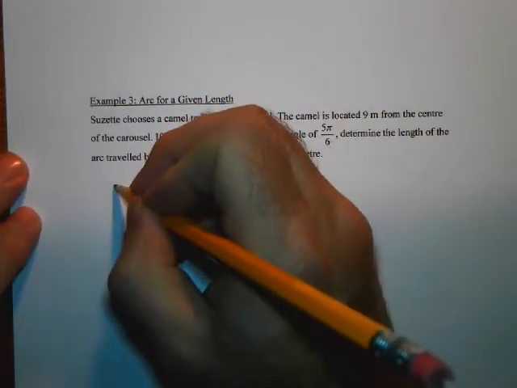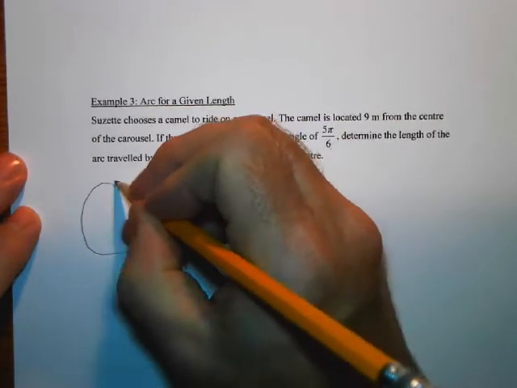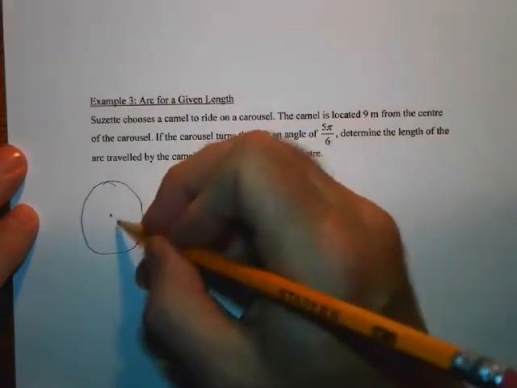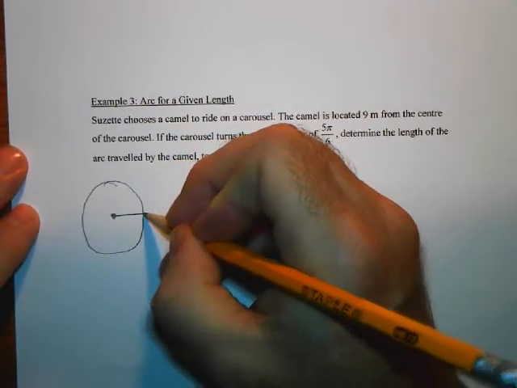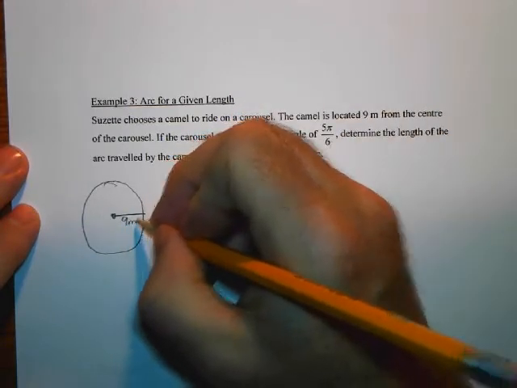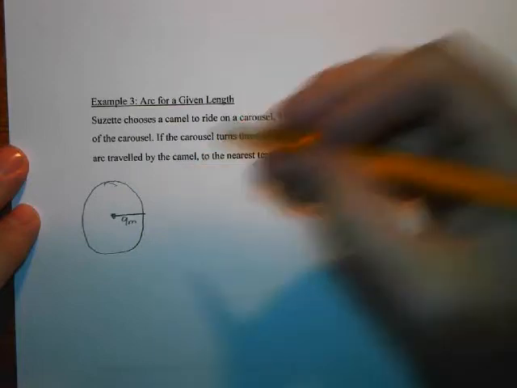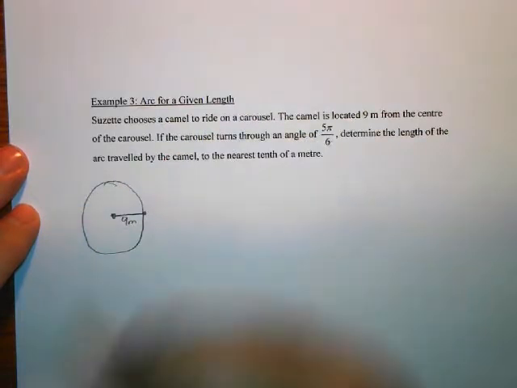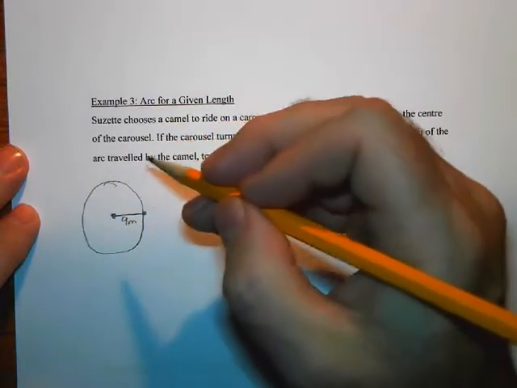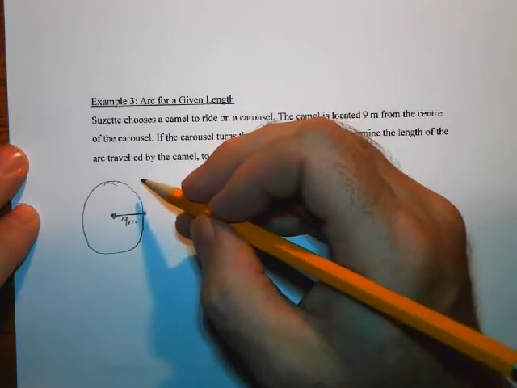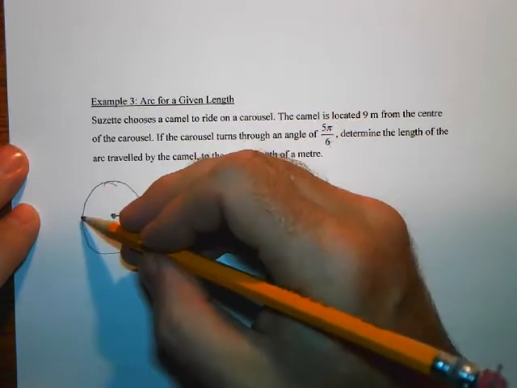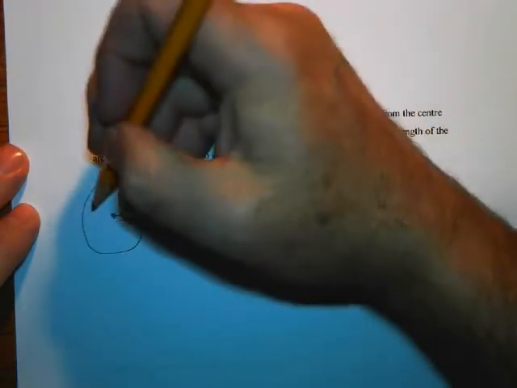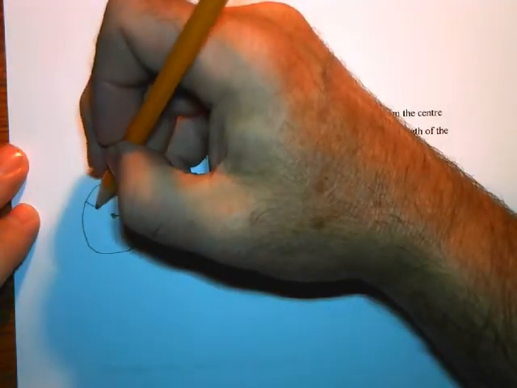Okay, so we should probably start off with a picture the first time we do something like this, and that's not the nicest circle, but it will do. So we basically know that the radius of the carousel or the circle is 9 meters. And we know that the camel started here and it turned. It doesn't really matter which way it turned, but it went around 5 pi by 6. So 5 pi by 6, if you think about it, it's not quite pi, it's 5/6 of pi, so it's probably going to be around here. So I'll just draw something close.